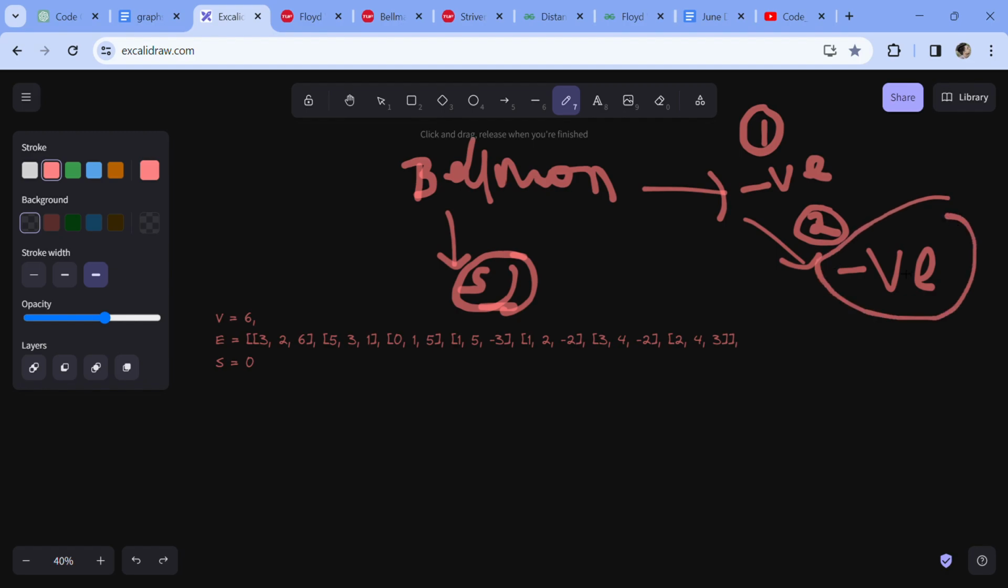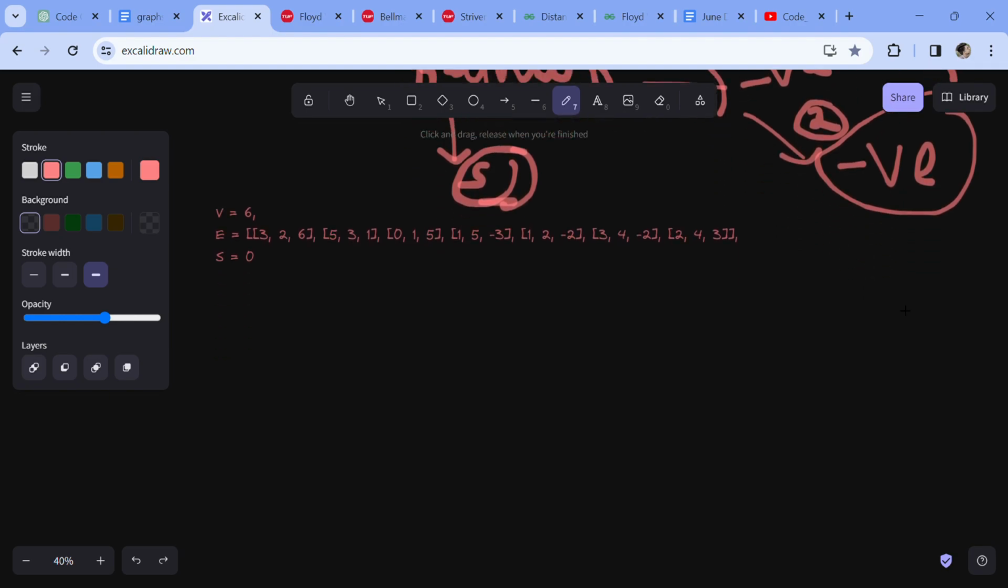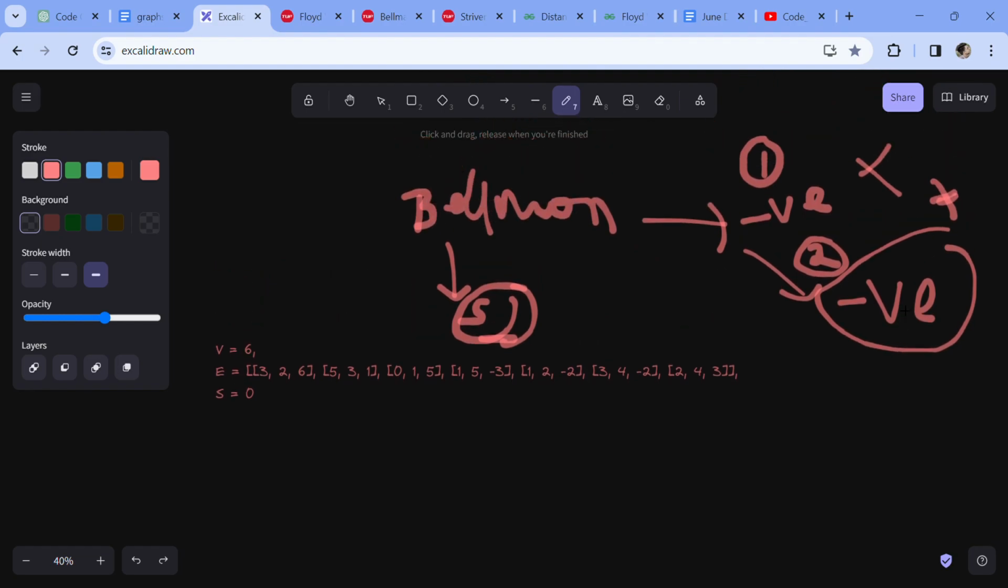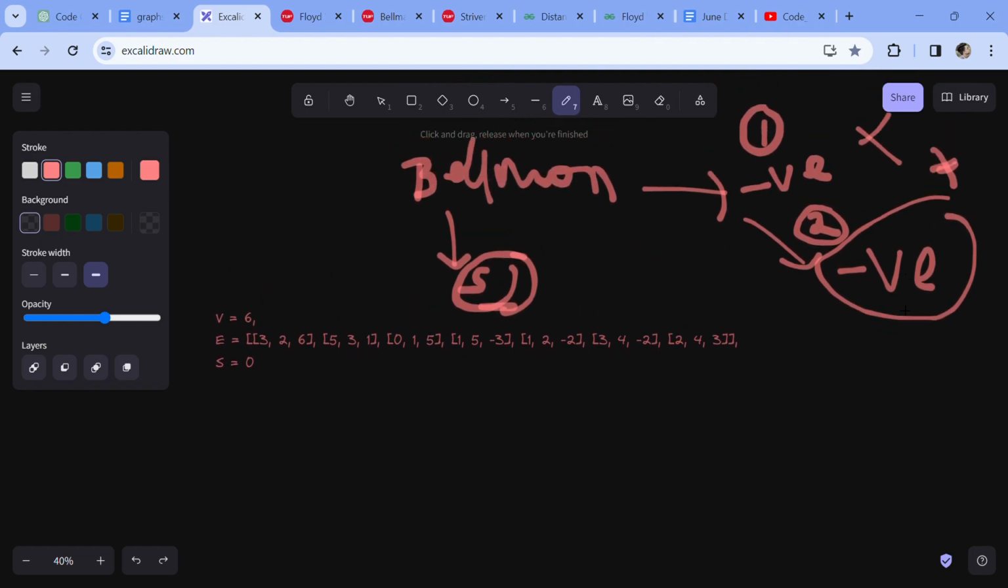Dijkstra is not capable of both things: we cannot apply Dijkstra to negative edges, and we cannot find a negative cycle in a graph. So this is how Bellman-Ford is different from the Dijkstra algorithm.